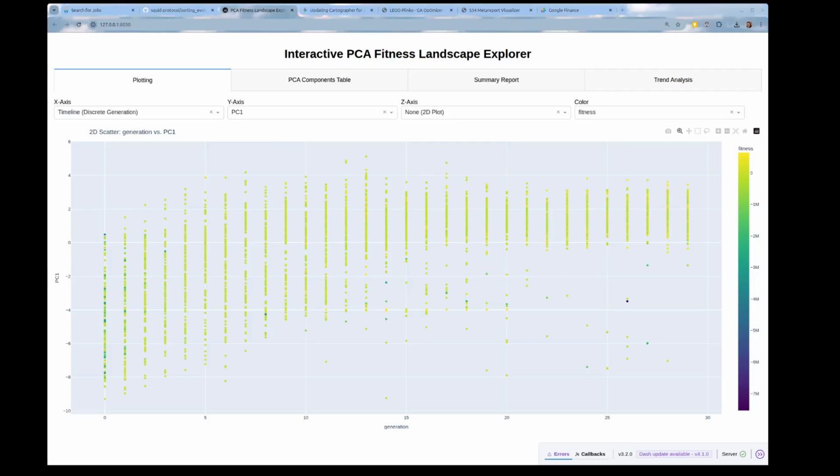All right, that is the evolutionary system that I have created from scratch.